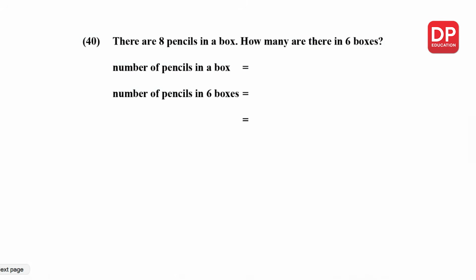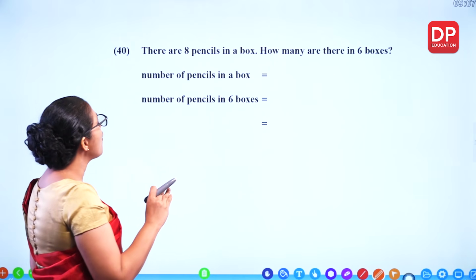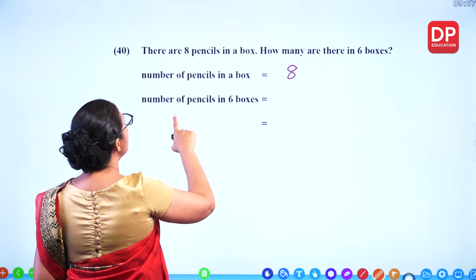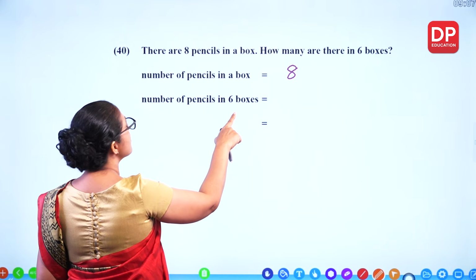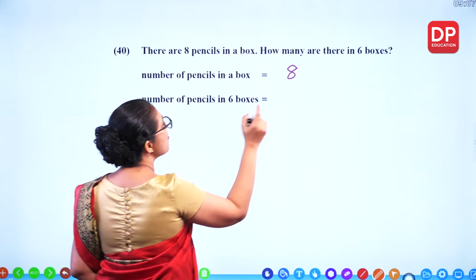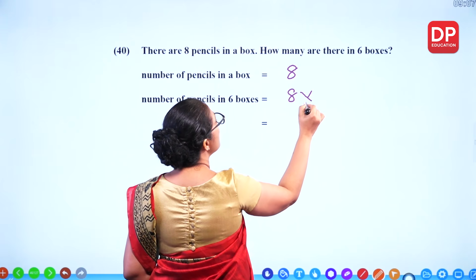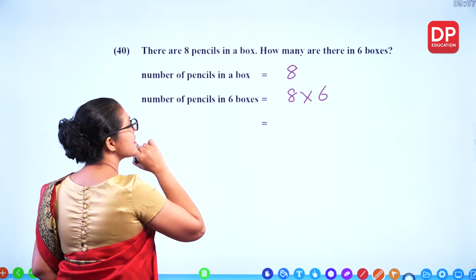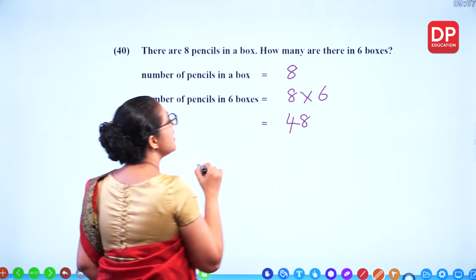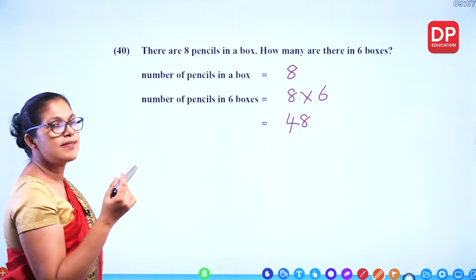Look at this question. There are 8 pencils in a box. How many are there in 6 boxes? So number of pencils in a box is 8. How many boxes are there? 6 boxes. So altogether, number of pencils in 6 boxes, you multiply 8 by 6. 8 times 6 is 48. 48 pencils are there.